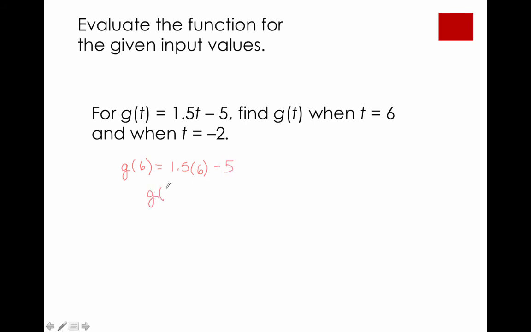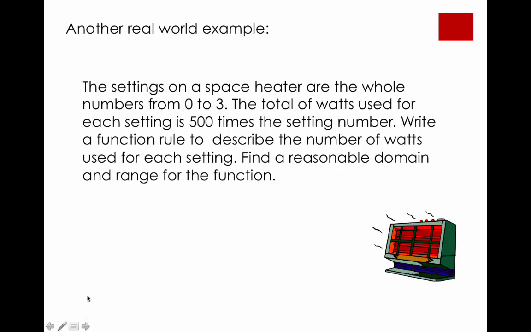So g of 6 equals 1.5 times 6, or 9, minus 5. So g of 6 equals 4. When I have an input value of 6, my function is equal to 4 at that point. One more: what is the value of the function g at the point -2? So my input value of -2 will give me 1.5 times -2 minus 5, or g of -2 equals -8.